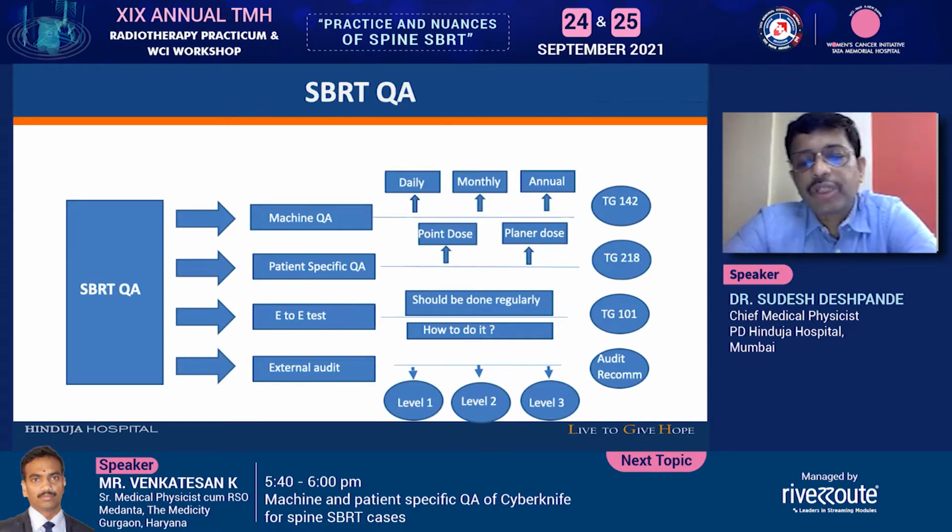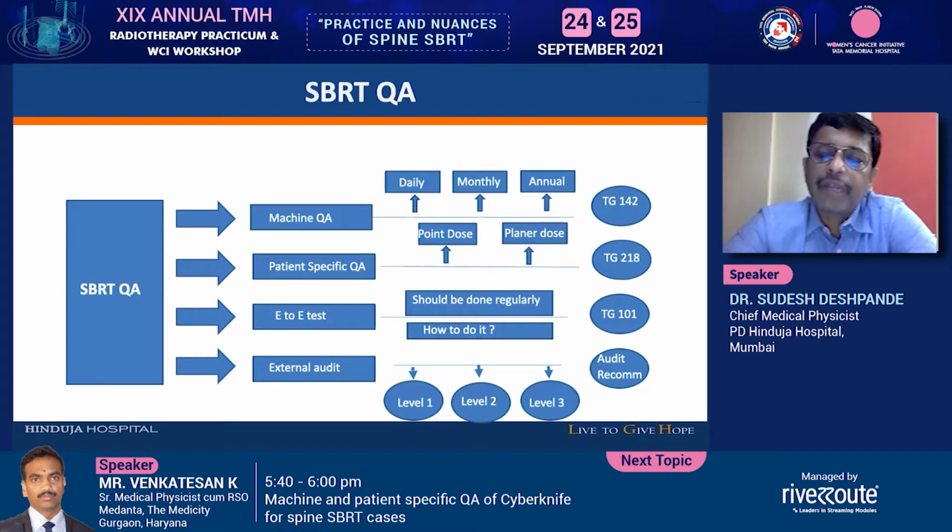There are 3 types of external audit: level 1, level 2, and level 3. In the level 1 audit, we just do an output measurement. Generally, what we do in our country is a level 1 external audit. In level 2, we involve the planning system, deliver the treatment and do the dose measurement. That is, we check the accuracy of the planning system as well as the accuracy of our machine and the calibration of the machine. Then we have a level 3 external audit, in which we check the system from the simulation to the end of the treatment.